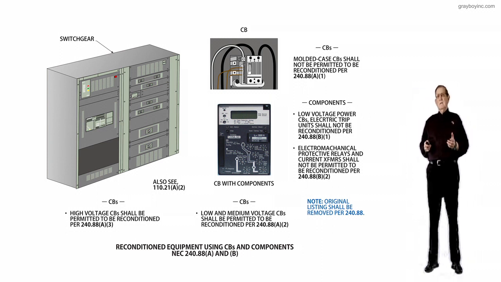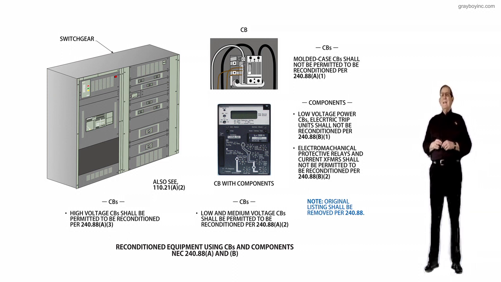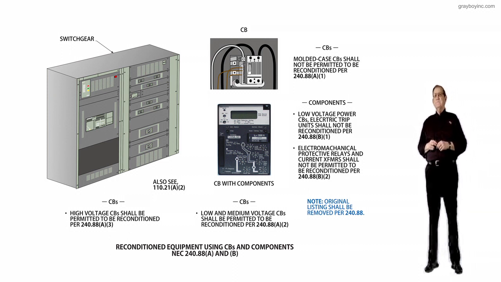Fourthly, the way I have it outlined in approaching it, circuit breakers. Now notice we're dealing with circuit breakers over 1,000 volts, and high voltage circuit breakers should be permitted to be reconditioned as outlined in 240.88 A as in apple 3.